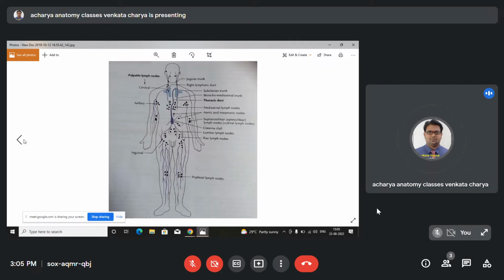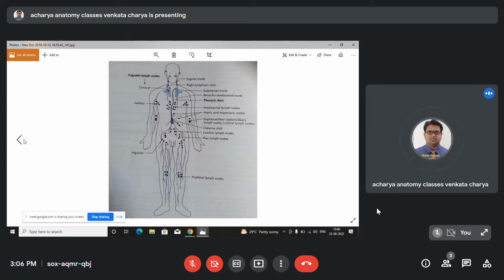Whenever the fluid enters above, the valve may be closed, so the fluid runs above only. Finally this fluid runs above and opens into the junction between the internal jugular vein and subclavian vein, at the meeting point of these two. Are you getting? So it opens at the junction of the internal jugular vein and subclavian vein.